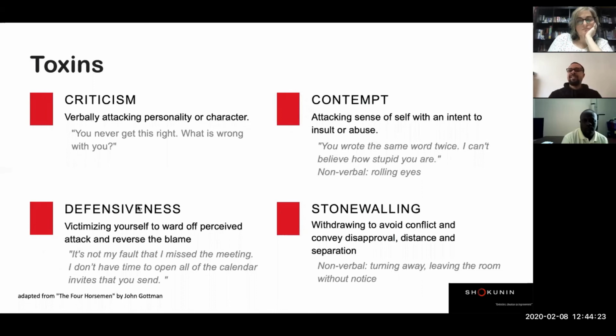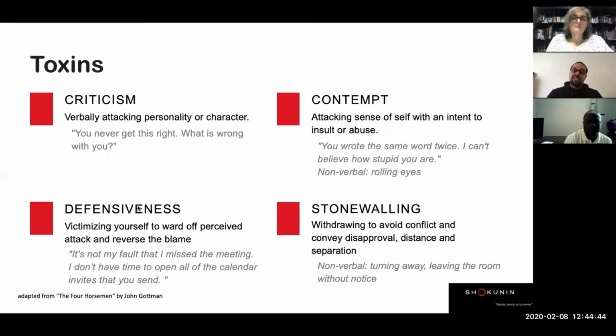Contempt is, some of us can maybe recognize as some of the verbal or nonverbal cues that you can have when being contemptuous of someone. Eye rolling is big. Sarcasm is another really, really big thing. But it's at the point where you can't see the person for who they are anymore.